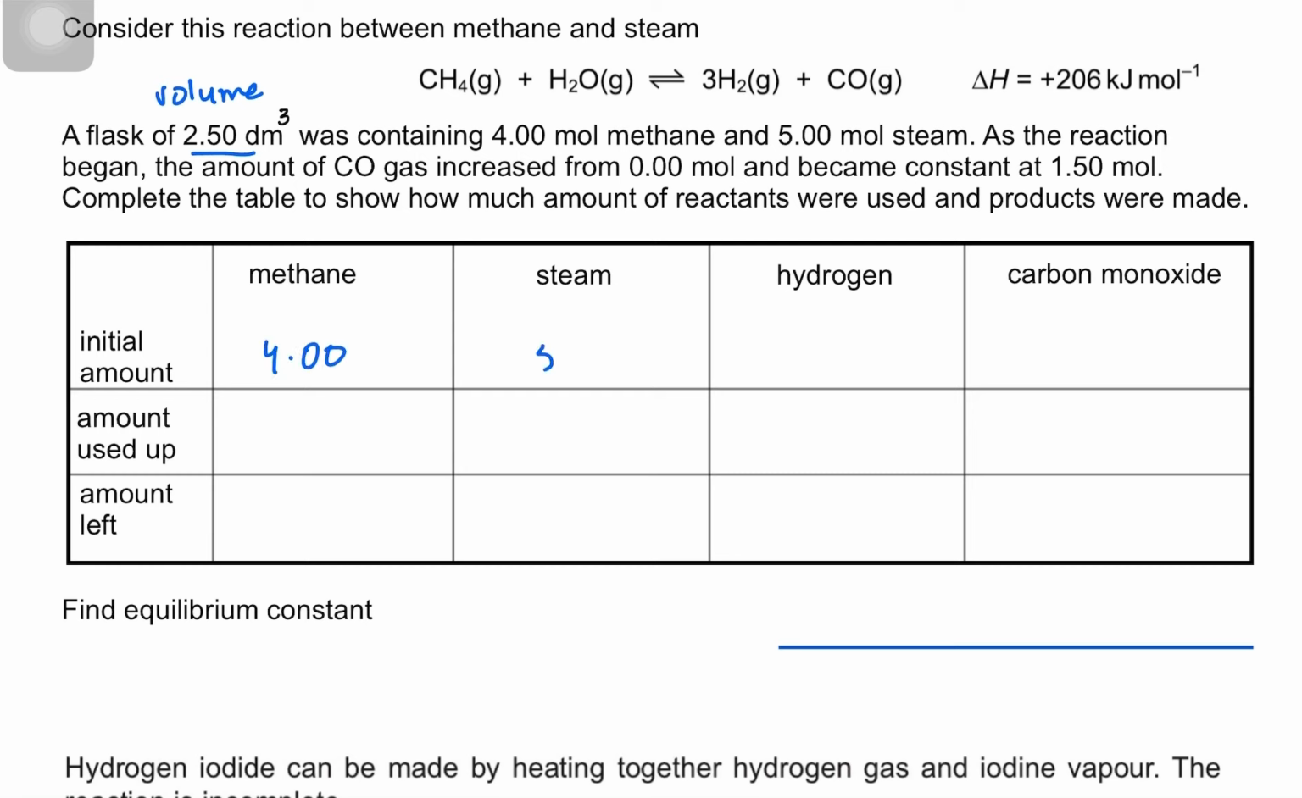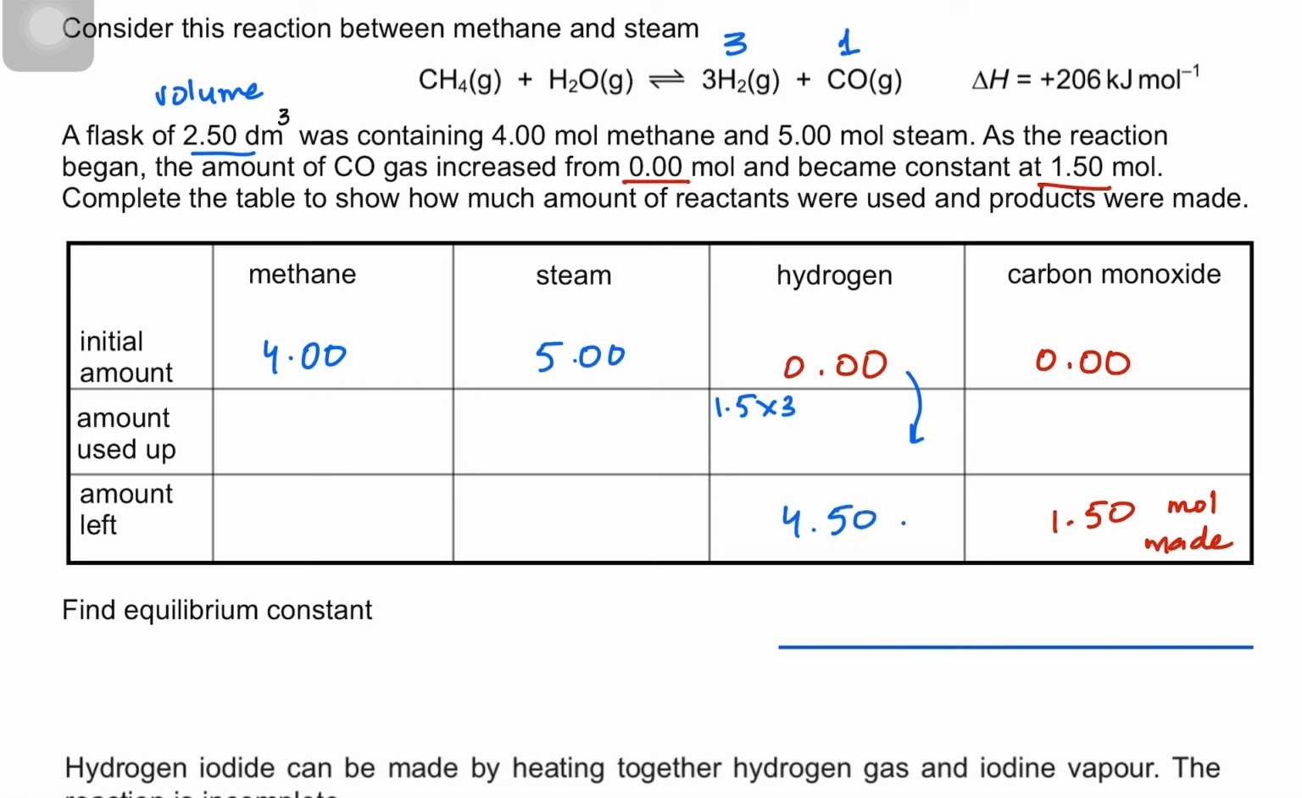Now using this data, I know that in the beginning 4 mole of methane and 5 mole steam were there. Hydrogen and carbon monoxide were none in the container because they are the products. The question mentions that carbon monoxide is produced, 1.50 mole. So 1.50 mole were made. If you notice the ratio between carbon monoxide and hydrogen, it's a 1:3 ratio. Where 1.5 mole carbon monoxide was made, 3 times hydrogen should also be made in the same reaction. So I will put that 4.50 mole hydrogen was made because it runs a 3:1 ratio.